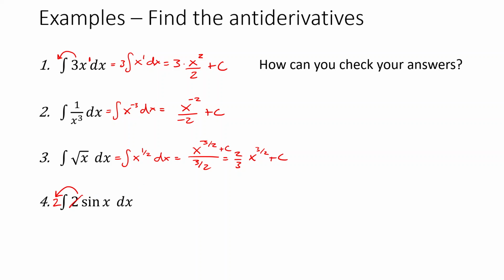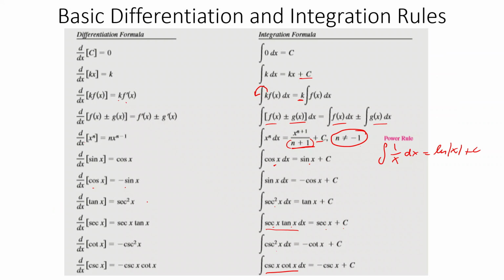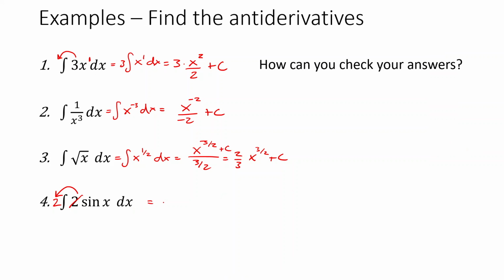And let's see, the 2 can come out front here. So we get 2 times the integral of sine. If we don't remember the integral of sine, we look back here and say, oh, the integral of sine is negative cosine. So we get -2, because the 2 is out there, cosine of x plus c.